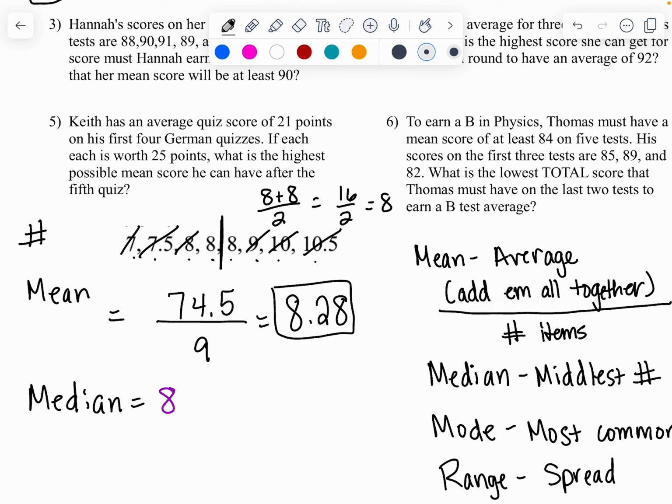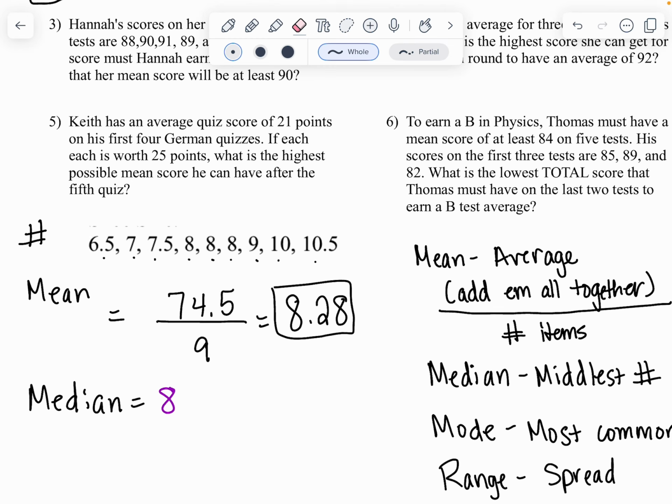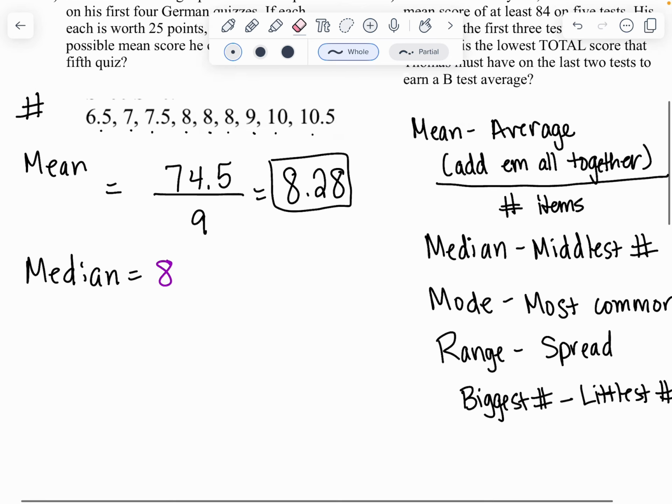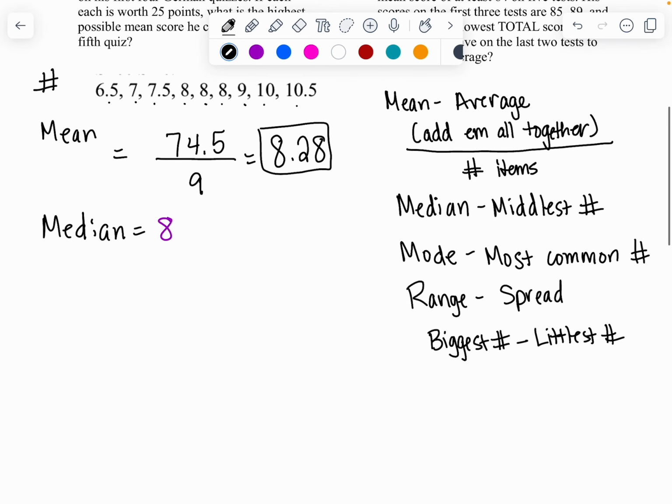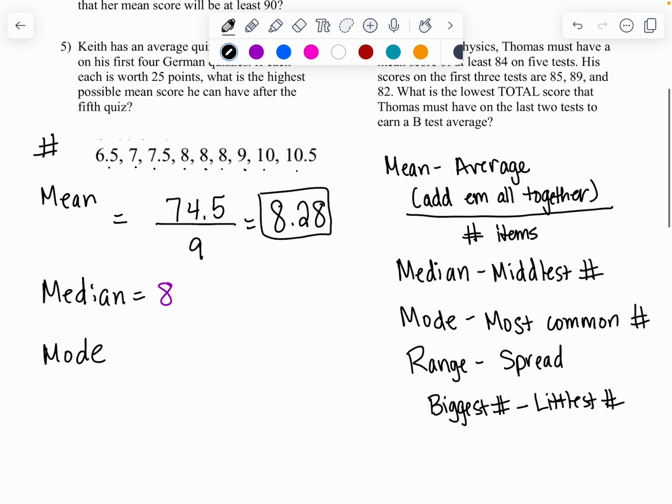That's easy. But if they happen to be like 8 and 9, then right in the middle of those 2 would be 8.5, okay? So just kind of throwing that out there that if it's an even number of terms, you're going to have to average the middle 2 terms to find your median. Okay, mode. Okay, most common number. All right, so I'm going to look for numbers that appear more than once. I've got these 8s. They appear 3 times. Nothing else appears more. So 8 is my mode.